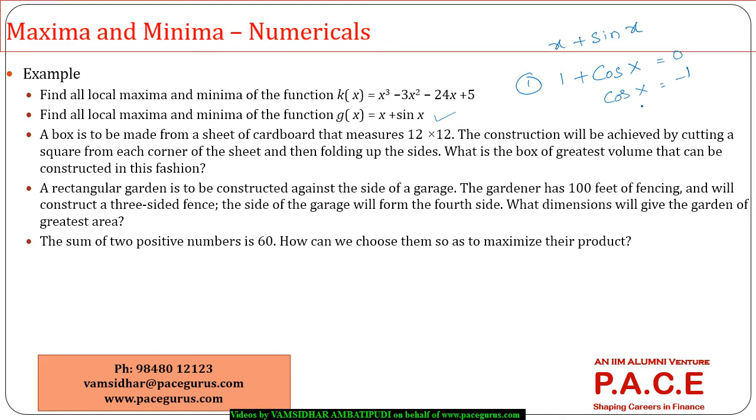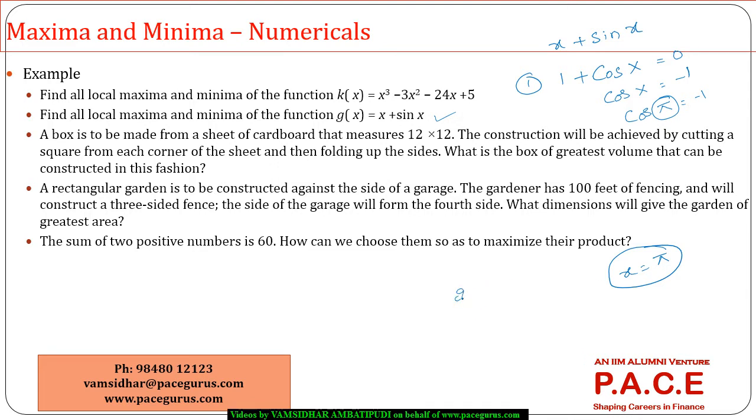When is cos x minus 1? Cos pi, which is 180 degrees. For cos 180 degrees, it is minus 1. So which means x is equivalent to pi. Right? x is equal to pi is what I have solved.